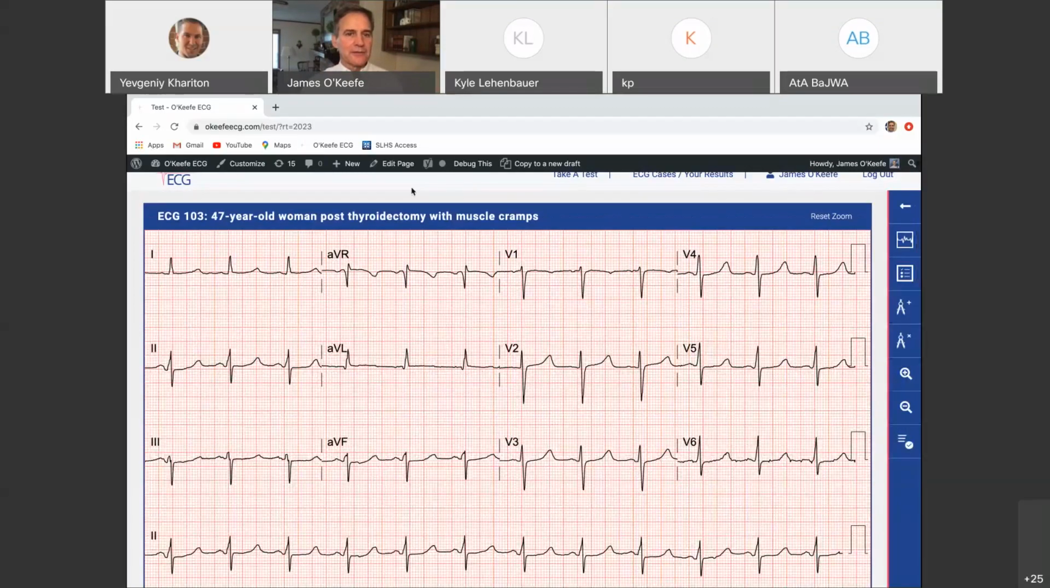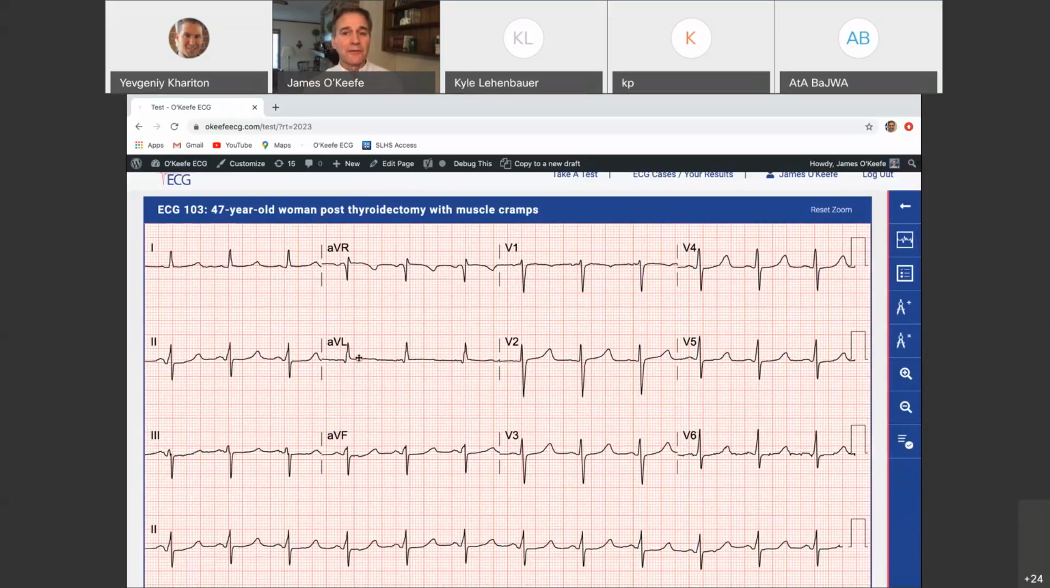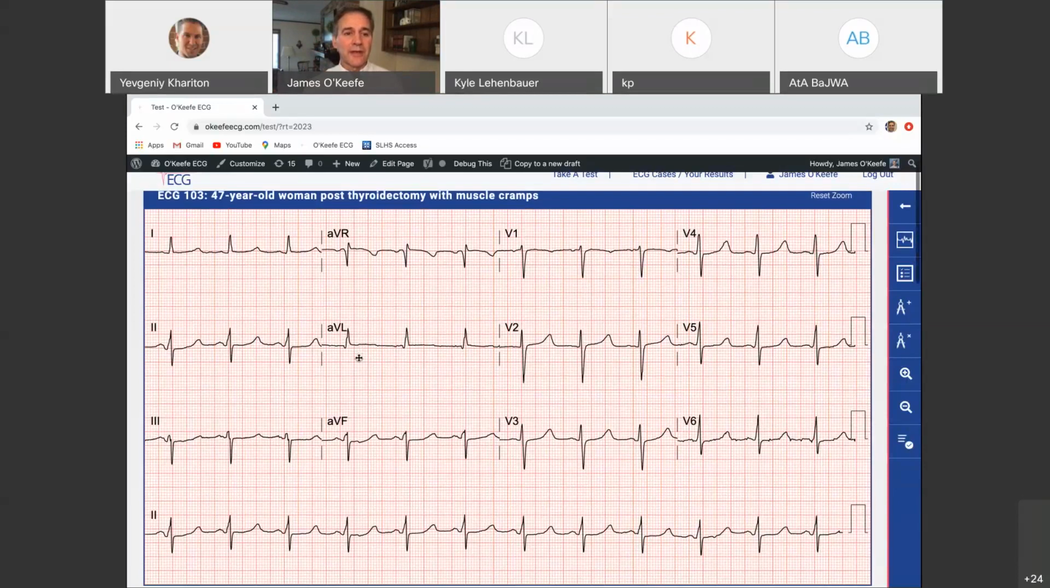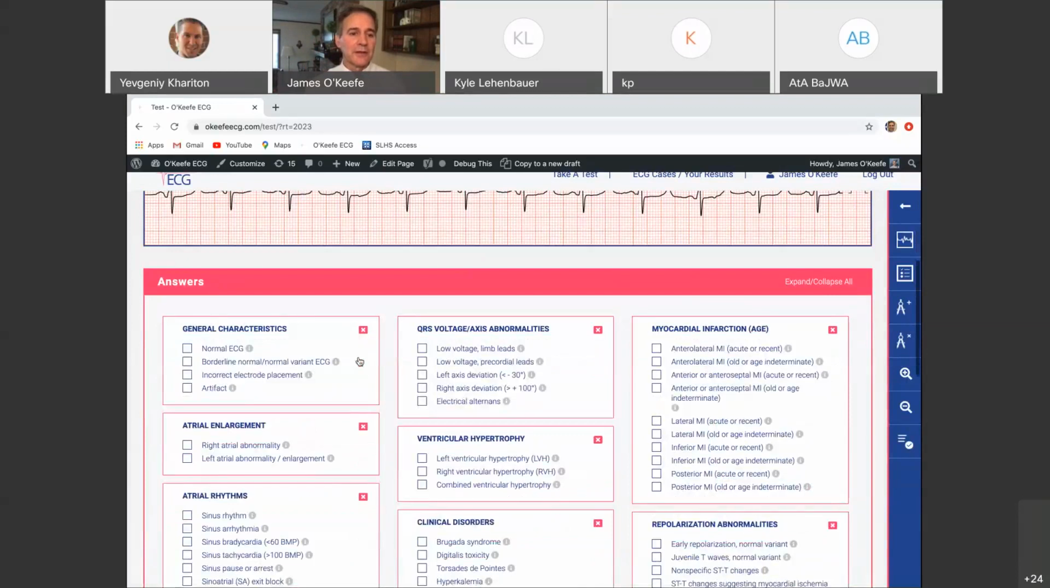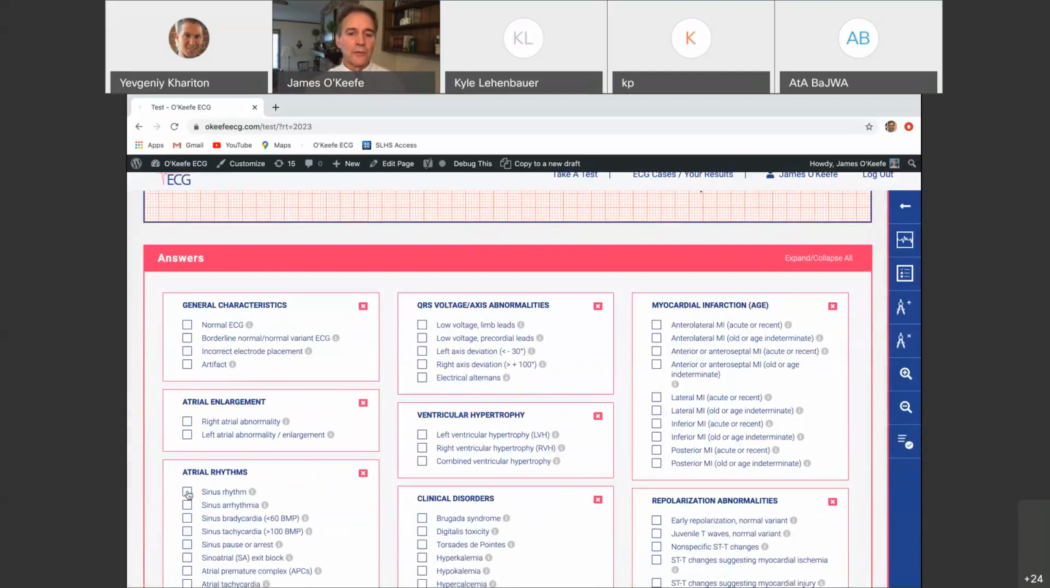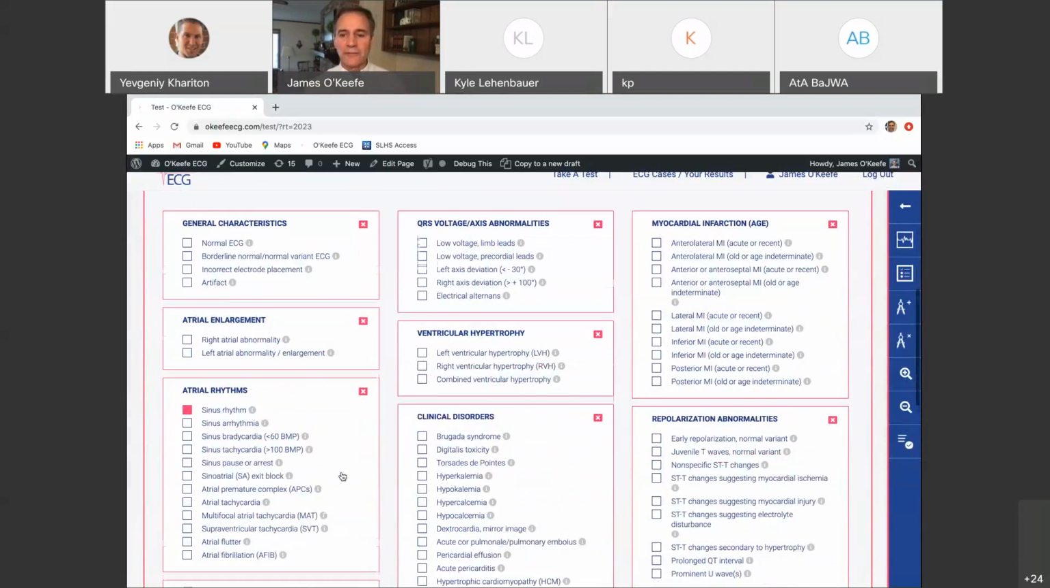And again, it really works, that stem. This is very subtle and non-specific. I mean, it's clearly QT prolongation, but to pick up that this would be consistent with hypocalcemia is tricky. And so in fact, this is a sinus rhythm with prolonged QT.